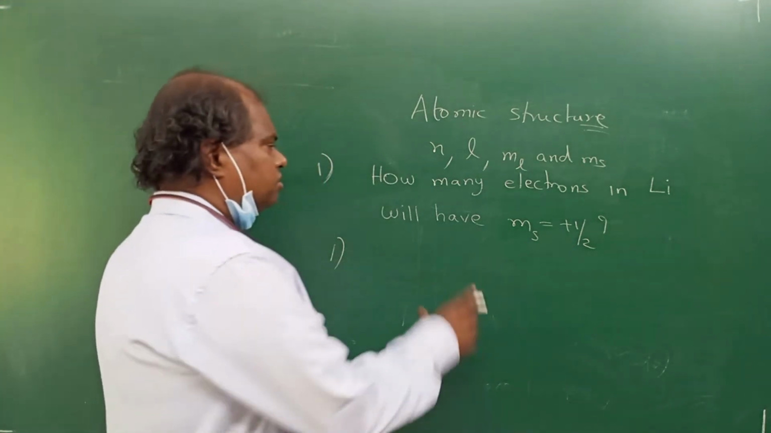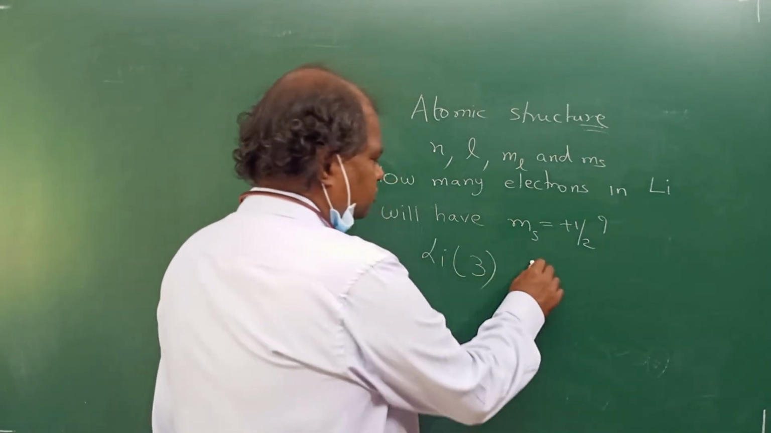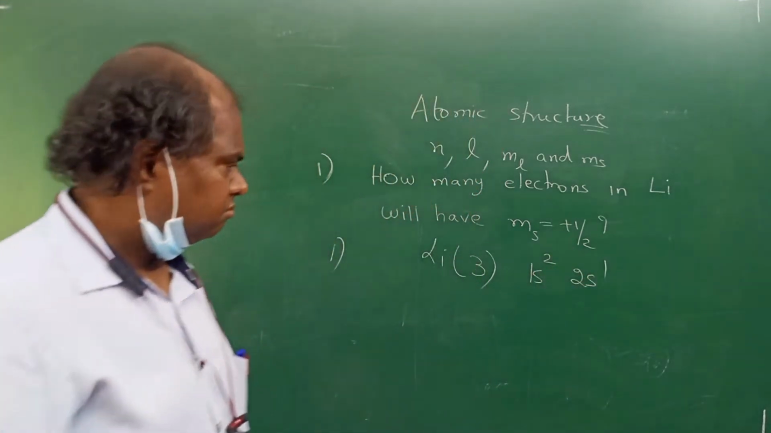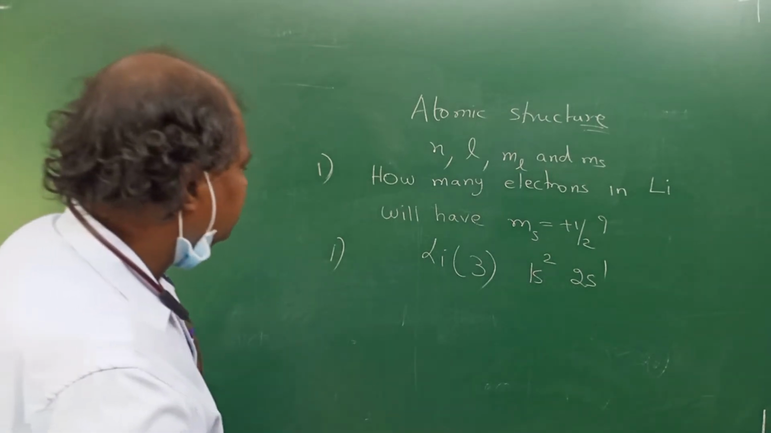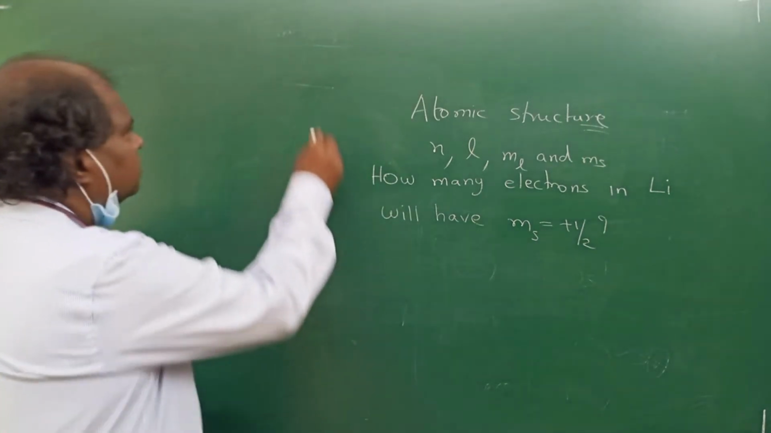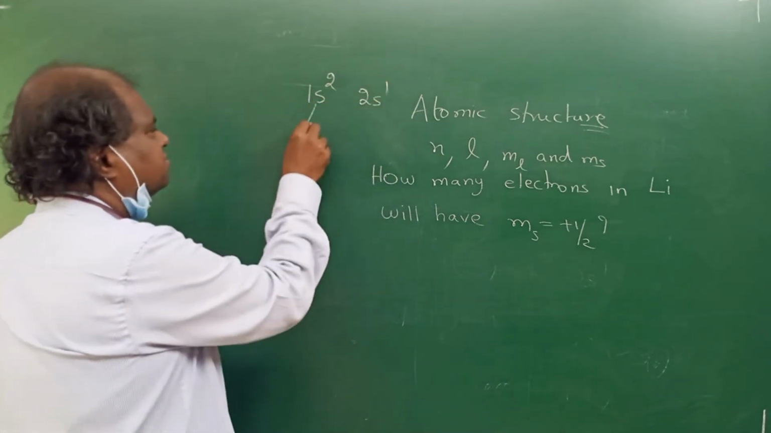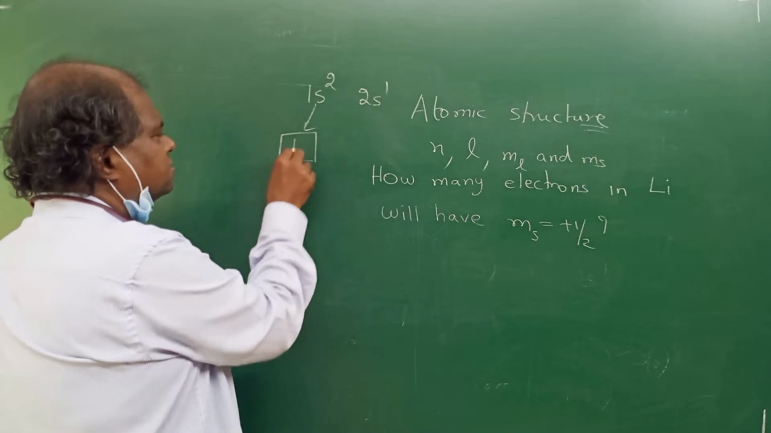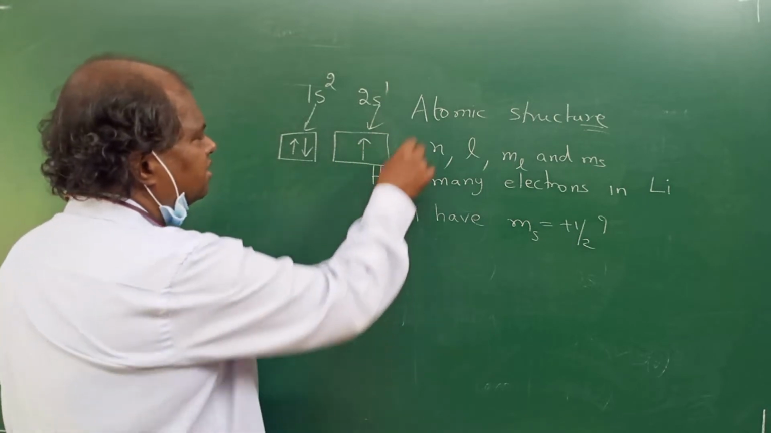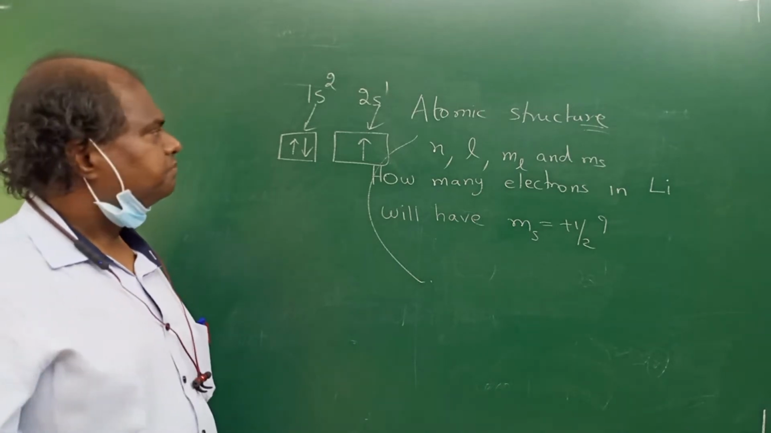Okay. So for this, what you are supposed to do is write the configuration. Lithium is what? Atomic number 3. So atomic number 3 means we write 1s2, 2s1. Students, you draw the box diagram. You will draw the box diagram like this, and for 2s, you will draw the box diagram like this. So 1s2, 2s1.